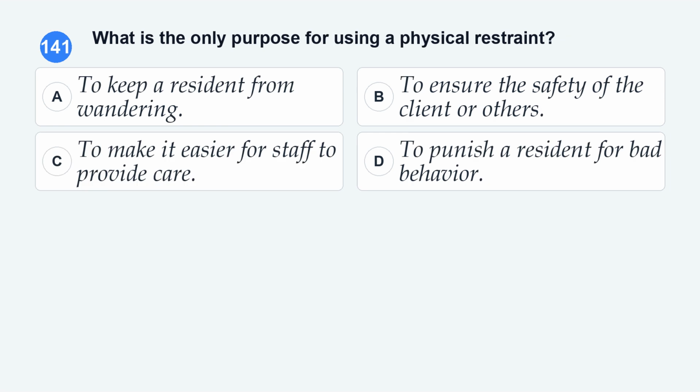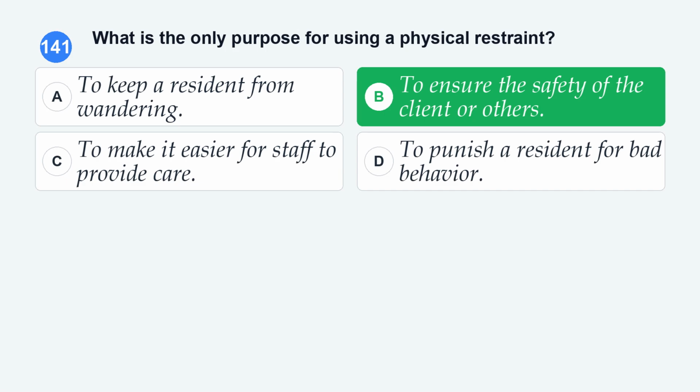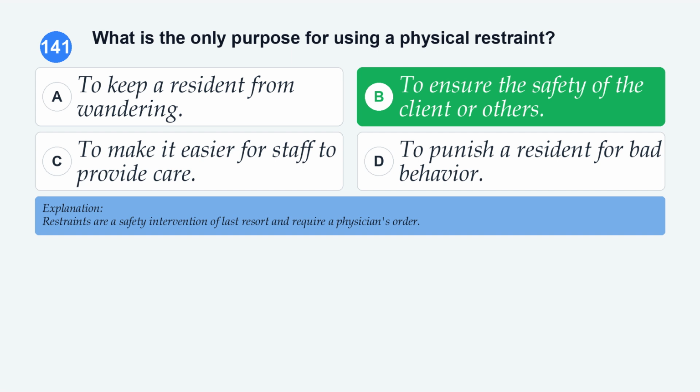Question 141. What is the only purpose for using a physical restraint? Option A. To keep a resident from wandering. Option B. To ensure the safety of the client or others. Option C. To make it easier for staff to provide care. Option D. To punish a resident for bad behavior. The correct answer is option B. To ensure the safety of the client or others. Explanation. Restraints are a safety intervention of last resort and require a physician's order.